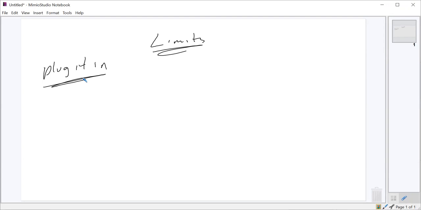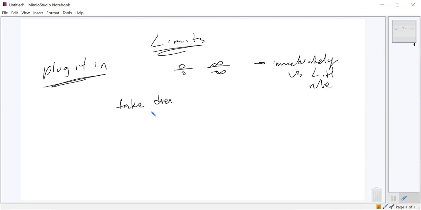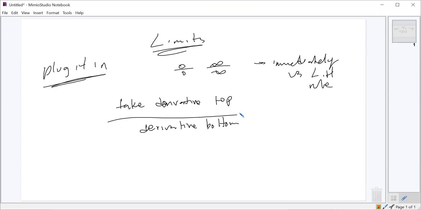Okay? If you get something like 0 over 0 or infinity over infinity, this means you can immediately use L'Hopital's rule, which we know means take the derivative. Take the derivative of the top divided by the derivative of the bottom. Right, if you get 0 over 0 or infinity over infinity, you can loop L'Hopital's rule as many times as you might need to, as long as you keep getting an indeterminate form, 0 over 0 or infinity over infinity.